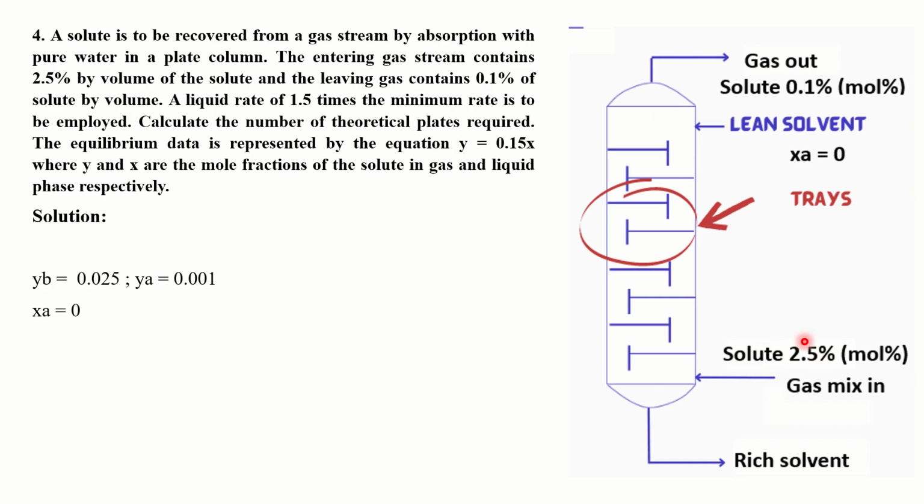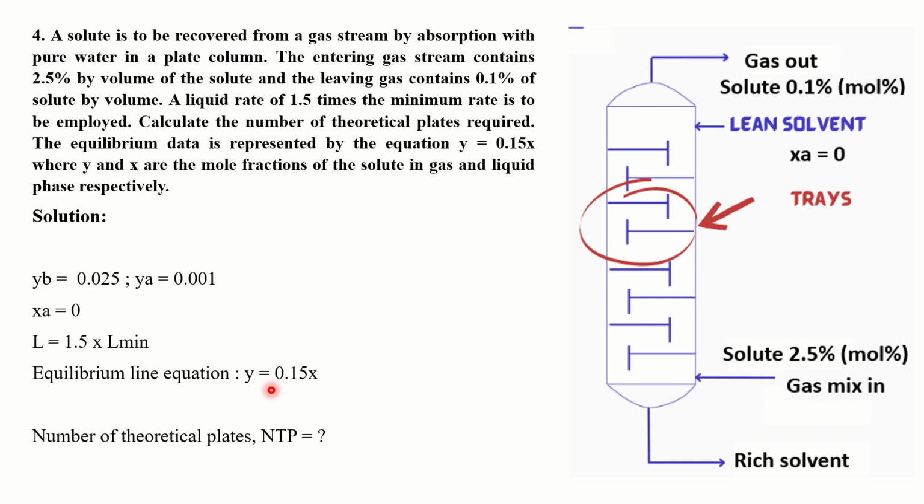Let us write the data given. The solute concentration in the inlet stream is 2.5%. So from that, the mole fraction is 0.025, which is YB. Then in the exit stream, the solute concentration is 0.1 mole percent, so the mole fraction is 0.001, which is YA. Then pure water is used, so there is no solute in the inlet stream of solvent. That means XA is equal to 0. The other condition: the actual flow rate of liquid is 1.5 times the minimum rate. The equilibrium line equation is given, and the number of theoretical plates we need to calculate.